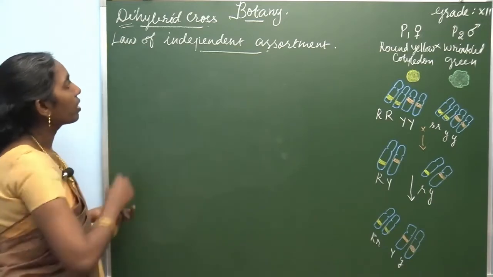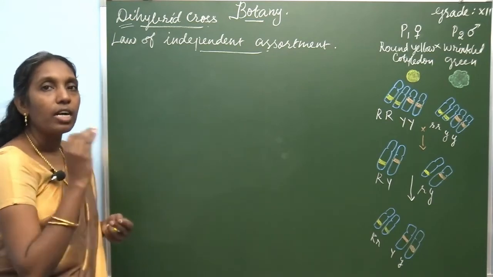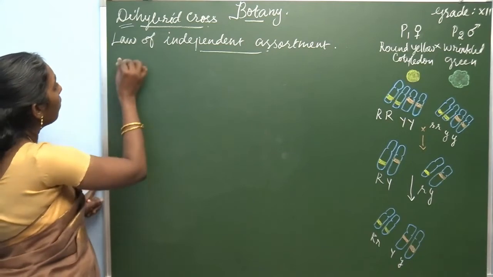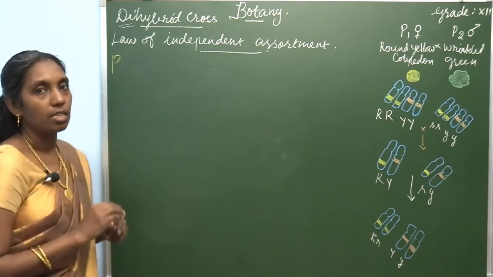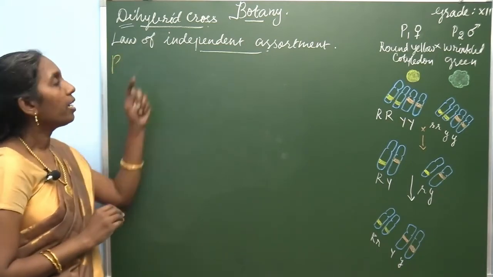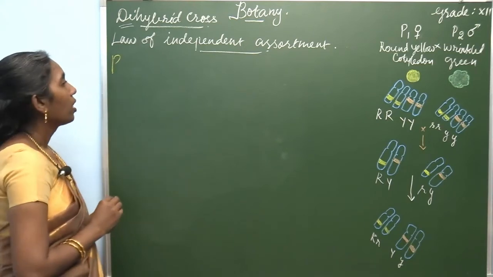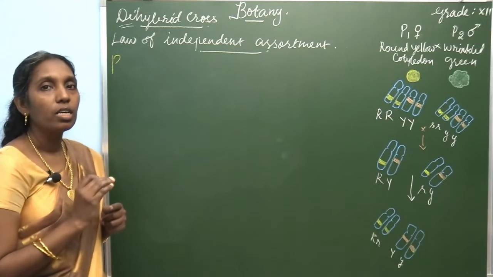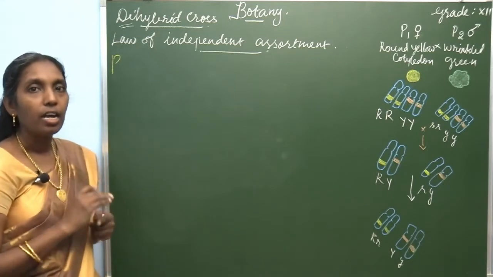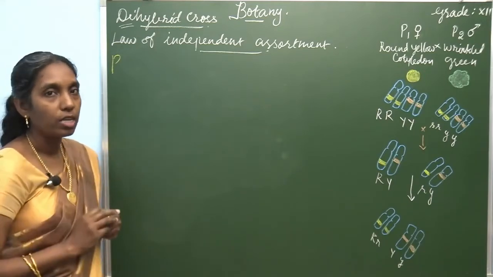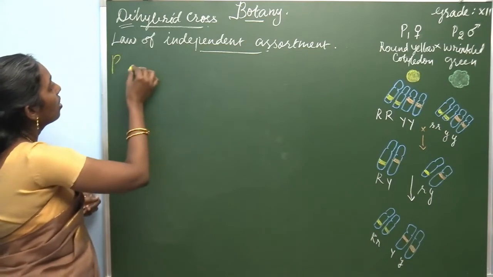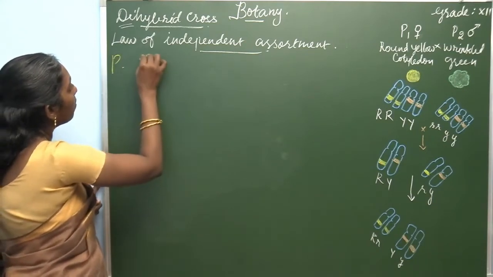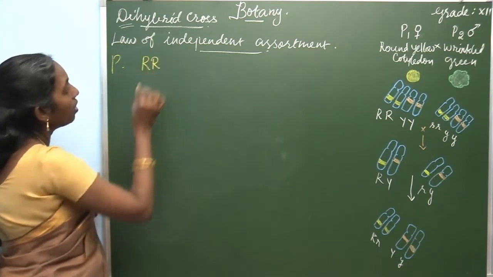What is the example we have chosen for dihybrid cross? Here the example is the parent. The parents selected for dihybrid cross are round shaped cotyledon and wrinkled. One pair of contrasting characters is the shape of the cotyledon, that is capital R, capital R.